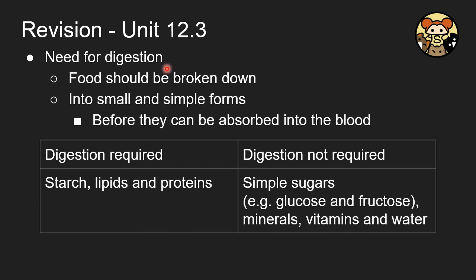So we'll talk about unit 12.3 for the Form 3 biology section. That's book 3A. First of all, we would like to know why we need digestion and also absorption. The need for digestion is because food should be broken down into small and simple forms before they can be absorbed. So what are the things that require digestion? They include starch, lipids, and proteins. And for simple sugars, minerals, vitamins, and also water, no digestion is required.